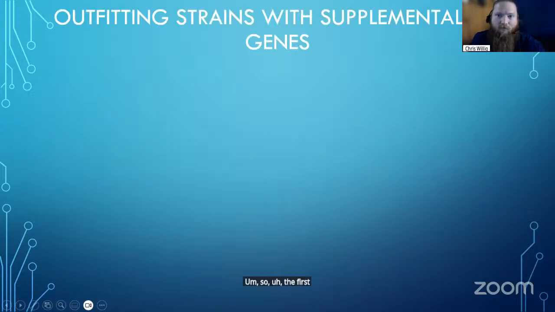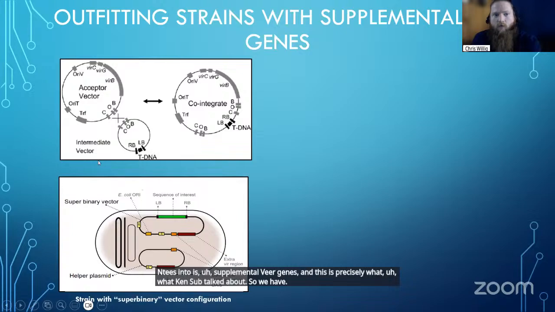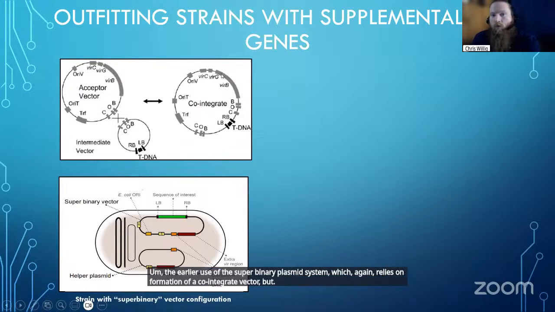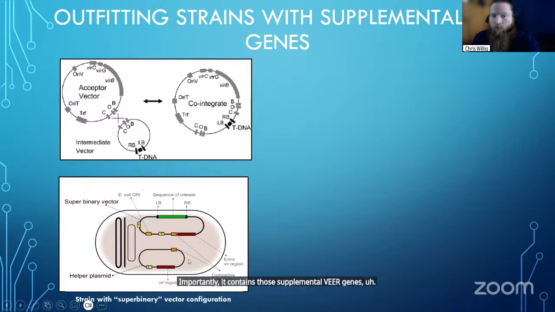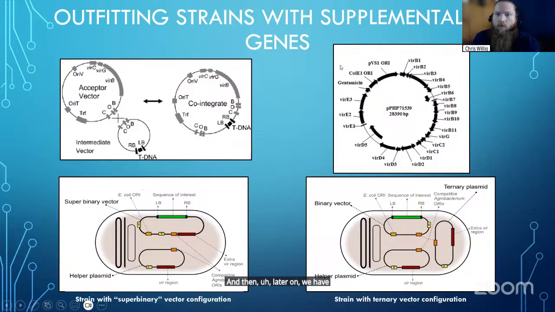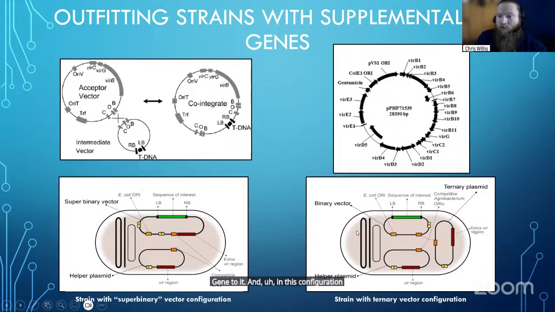The first bin we put these NTEEs into is supplemental Vir genes, and this is precisely what Keunsub talked about. We have the earlier use of the super binary plasmid system, which relies on formation of a co-integrate vector, but importantly contains those supplemental Vir genes in addition to what's present on the native disarmed virulence plasmid. And then later on, we have generation of ternary plasmids, which contain usually a full complement, or Keunsub's recent iteration took this even further by adding the Vir-A gene to it. In this configuration, we have 3 plasmids in our final cell, with the binary plasmid still carrying the tDNA for plant delivery.